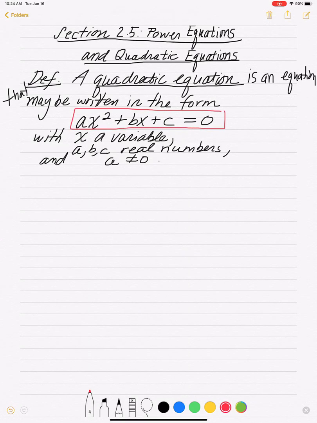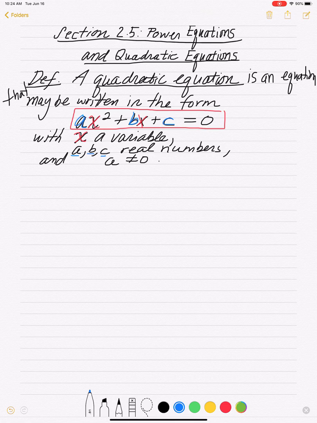So first of all, you have a variable. Usually our variable is x, but sometimes it can be y or something else. And then you're going to have real numbers called coefficients. A and B are called the coefficients, and C is a constant. So you get these real numbers A, B, and C.